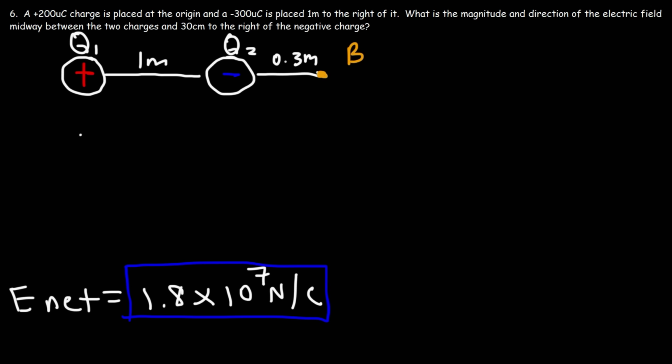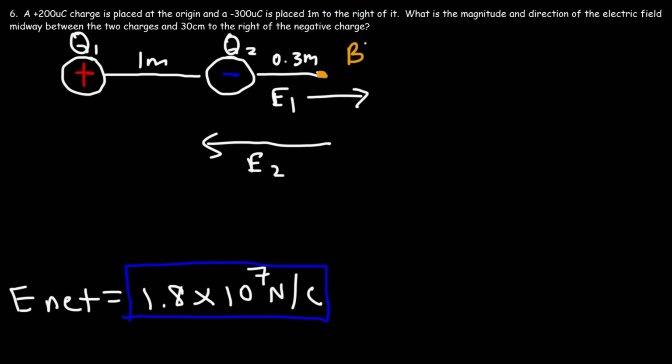So E1, the electric field created by Q1, if we draw it from Q1 to point B, we could see that it's going east. Now, if we draw an electric field from point B to Q2, because it's a negative charge, it needs to go towards a negative charge, it's going to the left. Now, which of these two electric fields is greater, E1 or E2? What would you say?